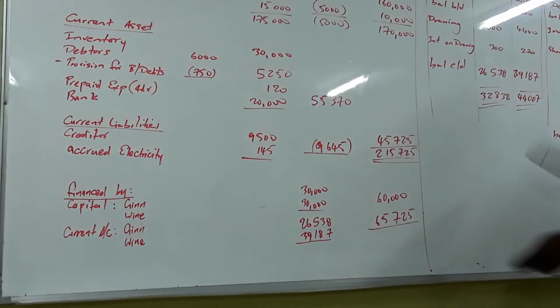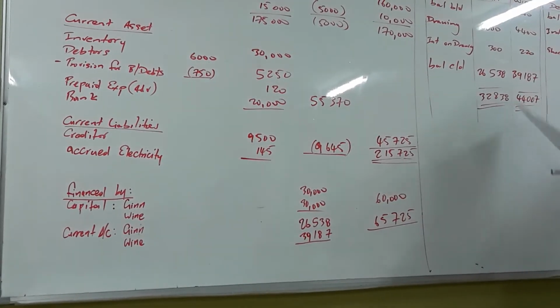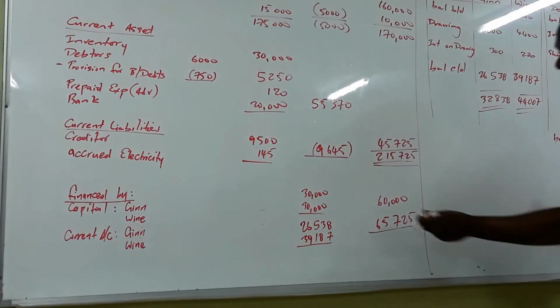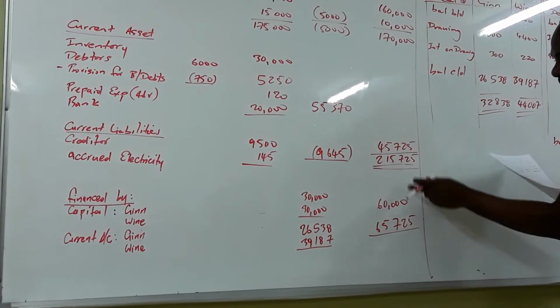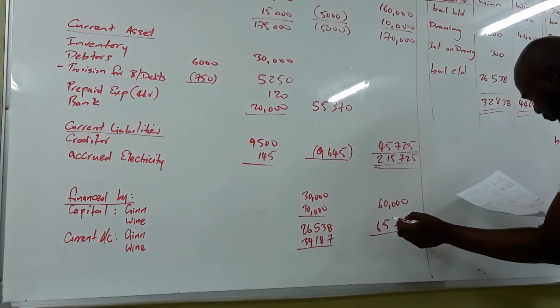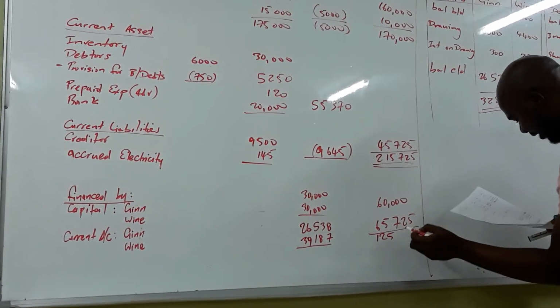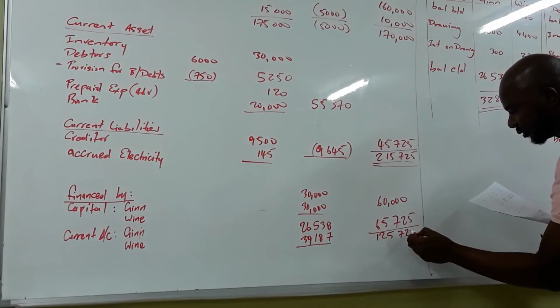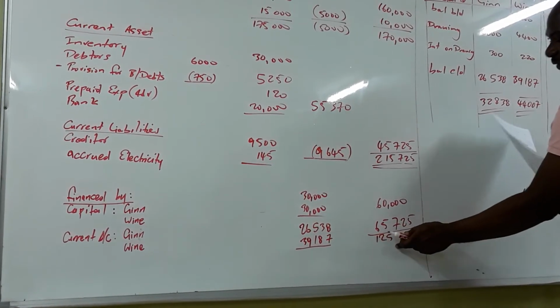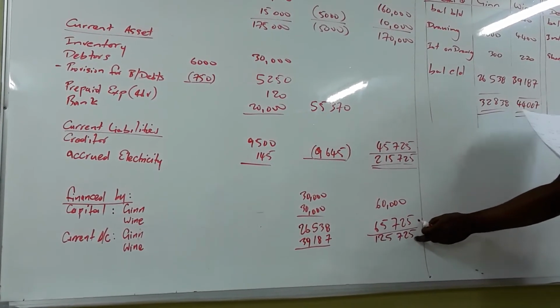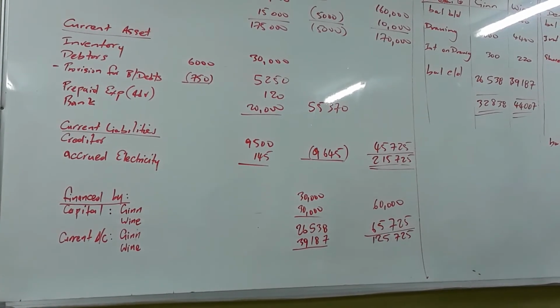Now we add the total for the current account to the total of the capital account. When you add those two, you get a total of 125,725. Can we stop there?